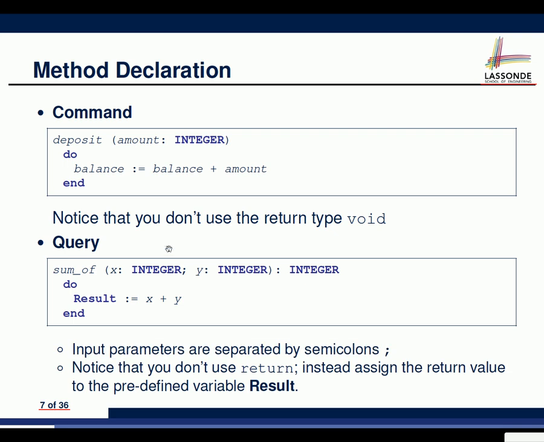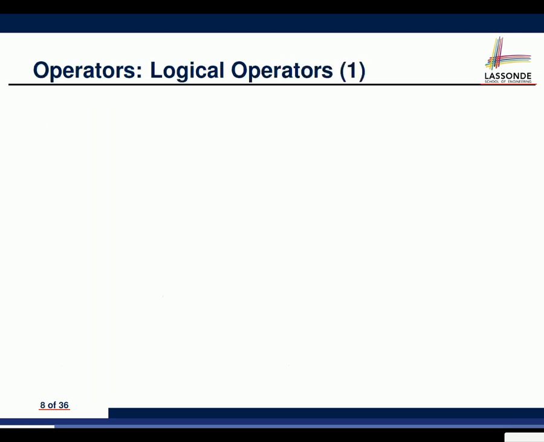And also one thing to note, you can see when you have more than one parameter, you should separate them by semicolon, whereas in Java it's a comma. Again, some subtlety you have to notice. Okay, logical operators.